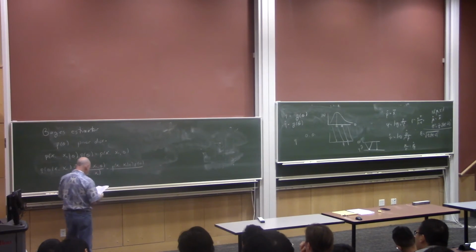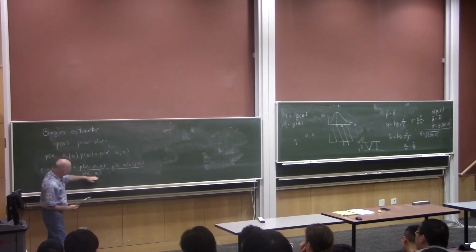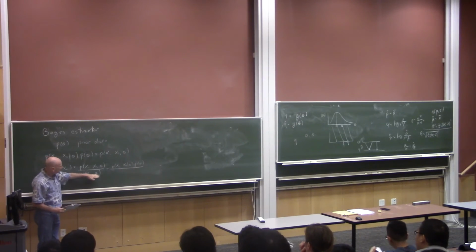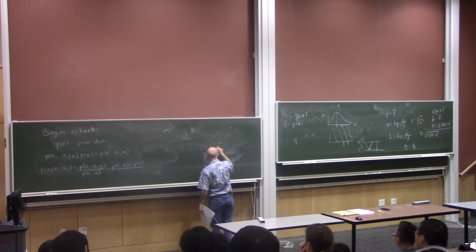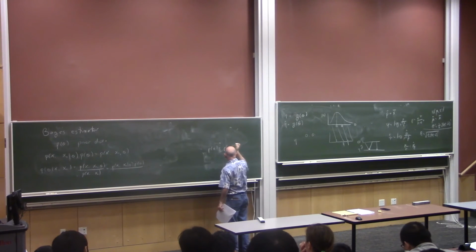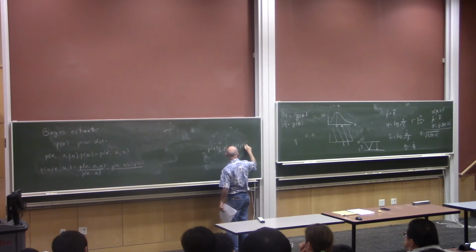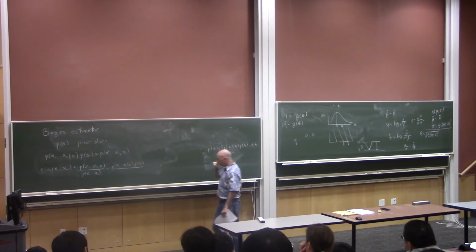I'm going to rewrite this. The probability of x I can always write as the probability of x given theta times the probability of theta, integrated over theta. I'm just doing this: probability of A is the probability of A given D times the probability of D, integrated over D. It's the rule of total probability.